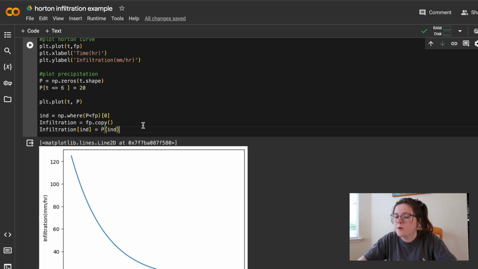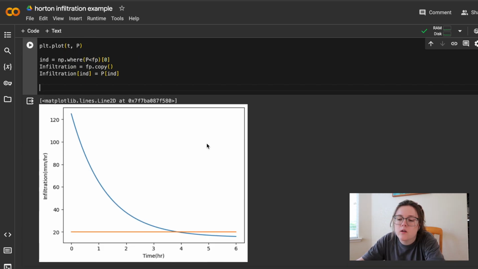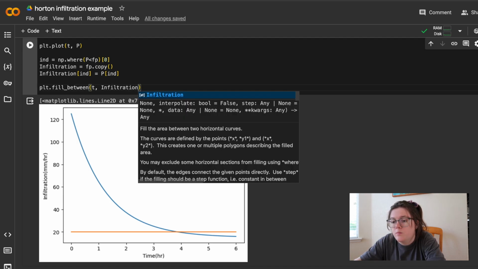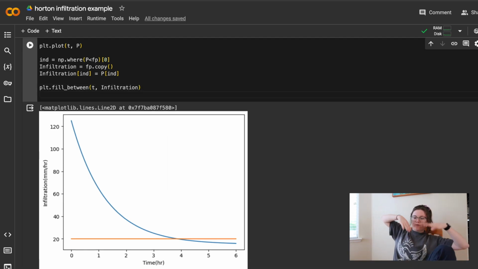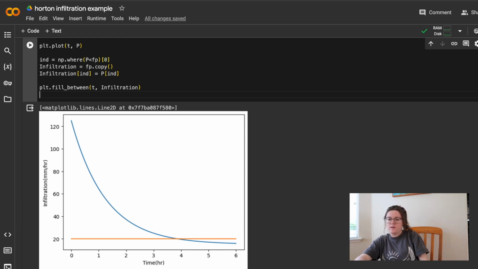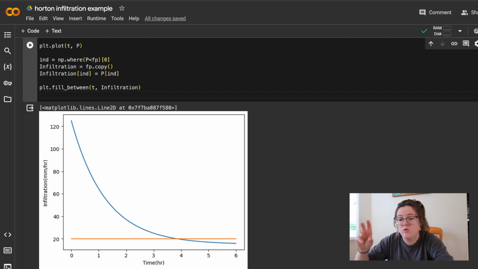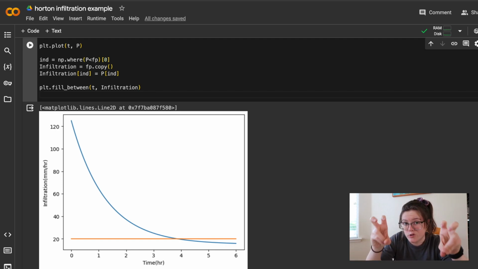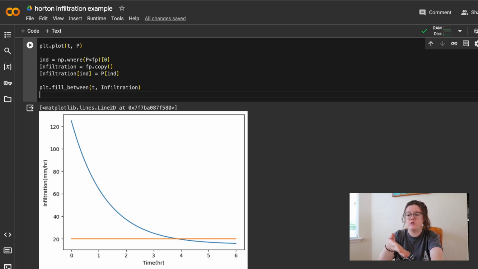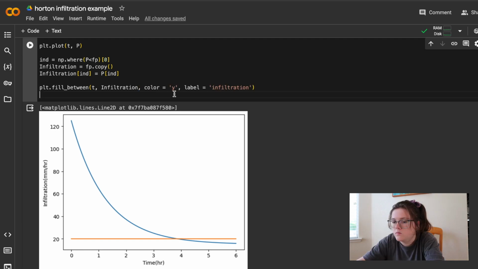If that makes sense. Now just for visual sake, I want to highlight what value we're going to be looking at. So what we're going to be doing here is filling in that area under the curve that we're going to be analyzing for times 0 through 6, looking at this new curve, infiltration. And again, this new curve that we just rewrote, called infiltration, is looking at the precipitation rate up until the Horton curve and precipitation rate equal each other.